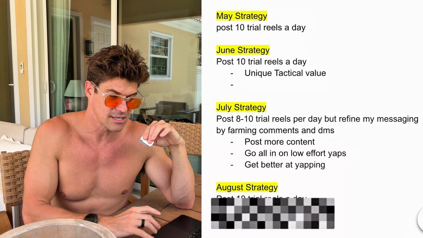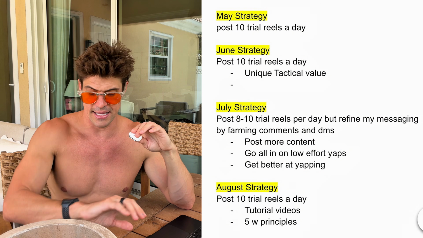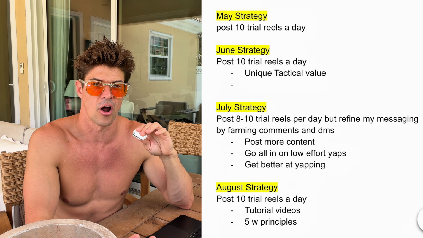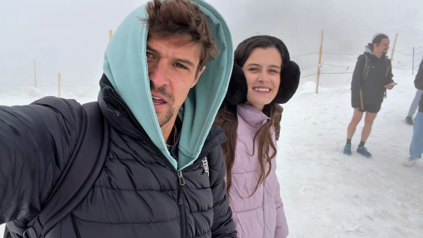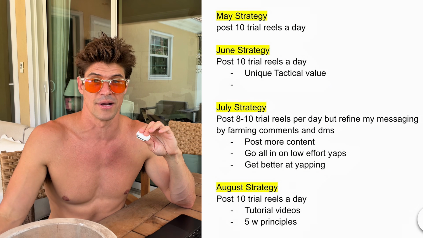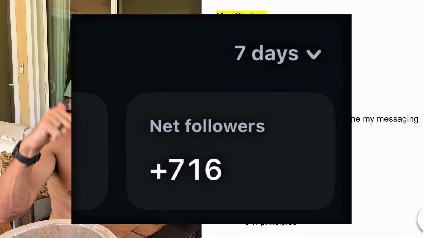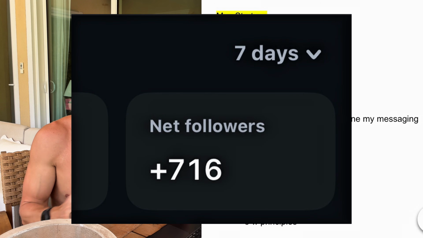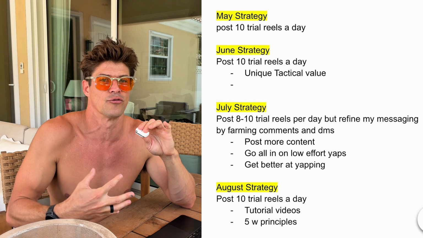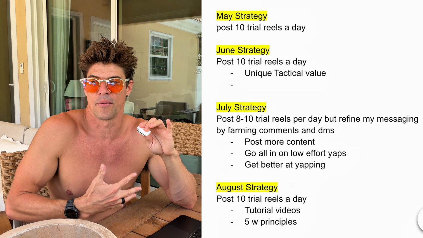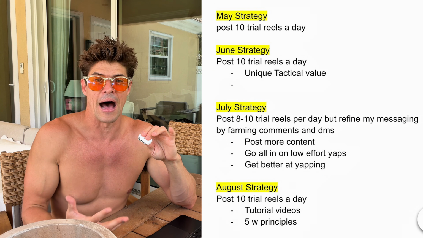Then in August, similar strategy, and today's August 23rd, so there's still a full week in August, but I was in Europe for the last 10 days. I was on a vacation, spending my money, so I wasn't making any videos, and because I posted so many videos over the last 2.5, 3 months, I still gained 700 followers this week while I was in Europe not making any videos. Okay, so that's proof that these results that you get from posting volume compound over time.